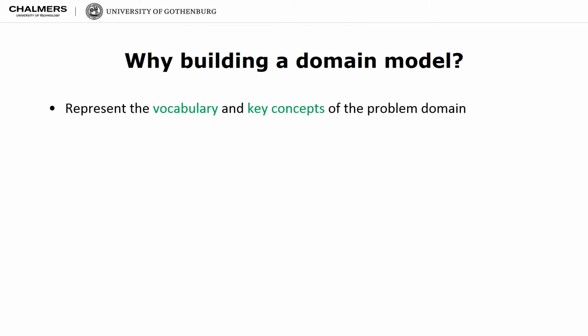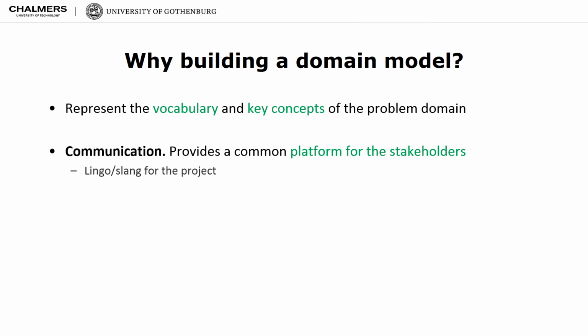So the question might arise of why we are building a domain model. The most important role of a domain model is that of being a vocabulary that is shared among the stakeholders, and therefore providing a definition of the key concepts in the problem domain. In that sense, it is a very valuable communication tool. So whenever two stakeholders are talking about, for instance, a sale, they know what they're referring to, because that concept is clearly defined in the domain model and possibly in the glossary as well. So in that sense, the domain model represents the slang or the lingo that is used within the software project.